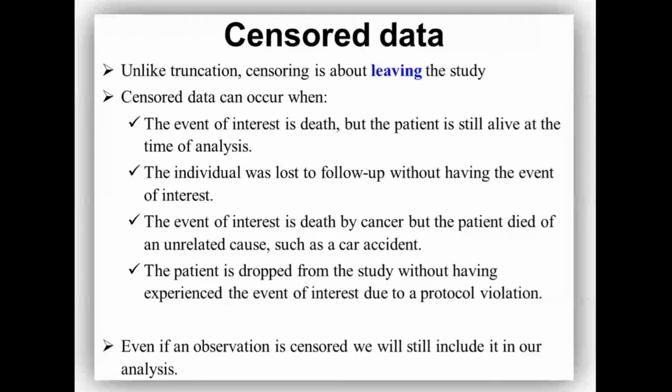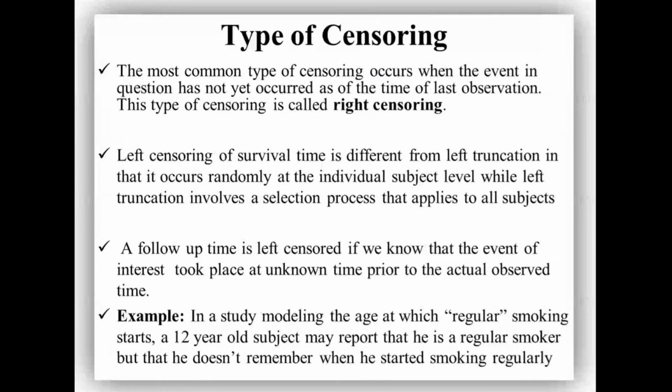Even if an observation is censored, we will still include it in our analysis, of course. That is the strength of survival analysis. Even if a person is censored, we can incorporate them into our study. That is the beauty of survival analysis. The commonest type of censoring is called right censoring, and the commonest type of truncation is called left truncation.